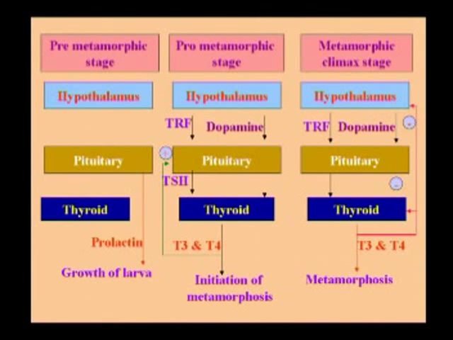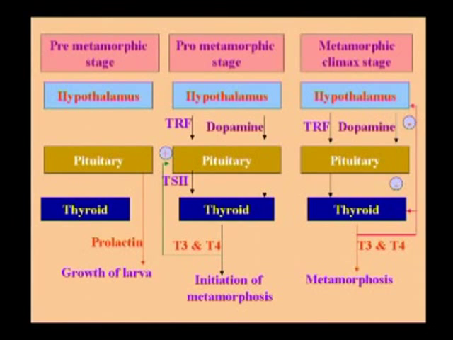So here the schematic representation shows a positive feedback mechanism. If the T3 and T4 level in the blood is high, it automatically gives a signal to the pituitary to release TSH. The TSH activates another endocrine gland, the thyroid gland, to release T3 and T4. That process is called the positive feedback mechanism. Then the next one, the metamorphic climax stage.